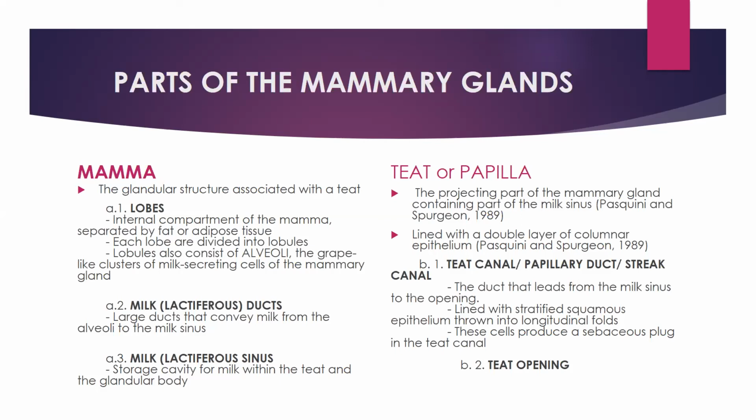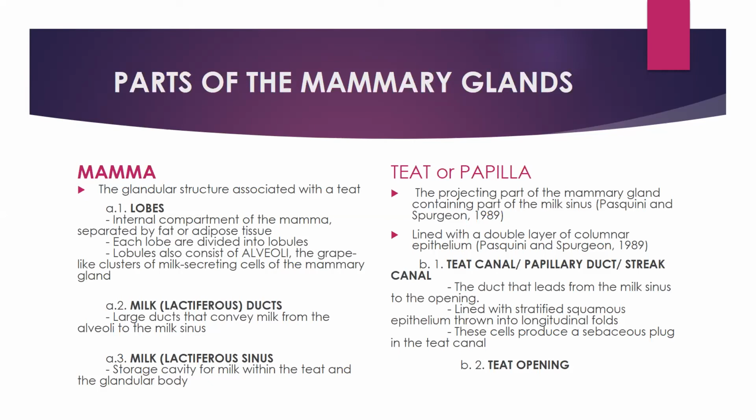They also have milk or lactiferous ducts, large ducts that convey milk from the alveoli to the milk sinus. And we also have the milk sinus, which is the storage cavity for milk within the teat and the glandular body. The teat is the projecting part of the mammary gland, which contains part of the milk sinus, and it's lined with a double layer of columnar epithelium.